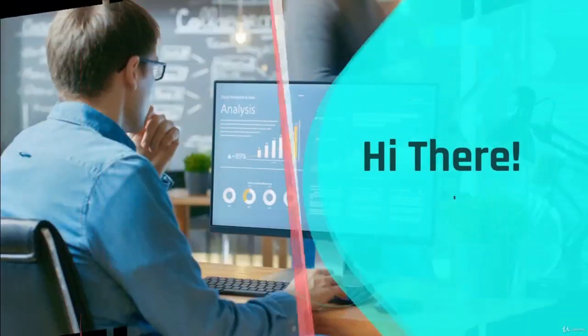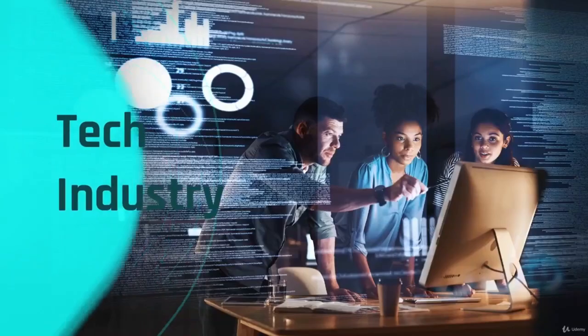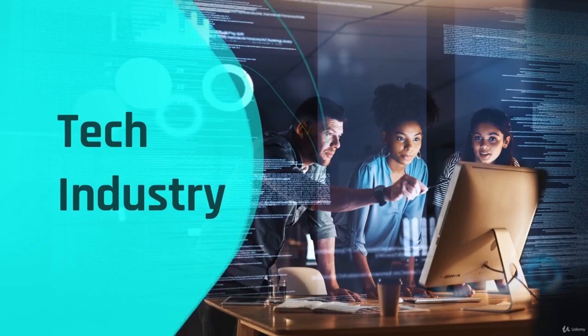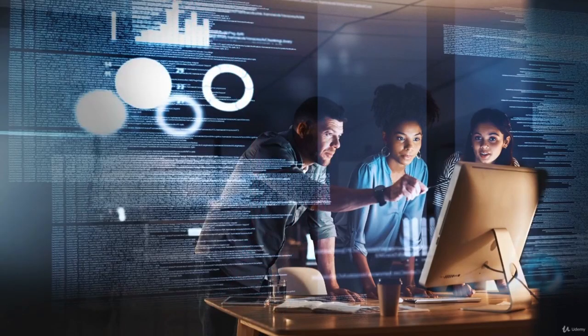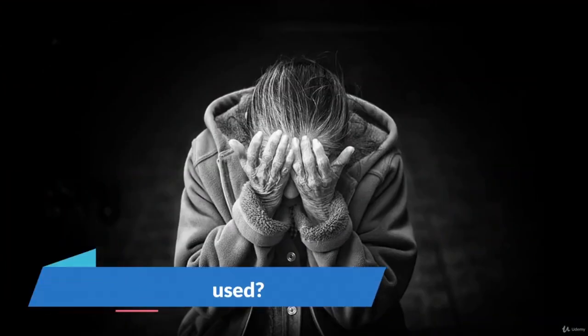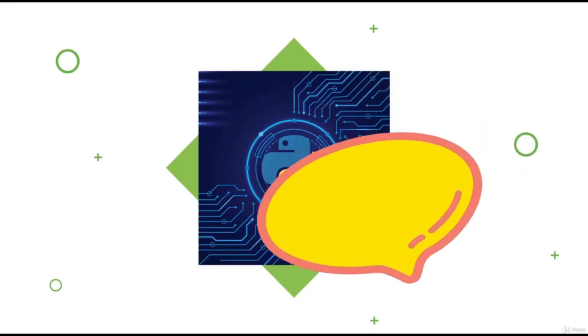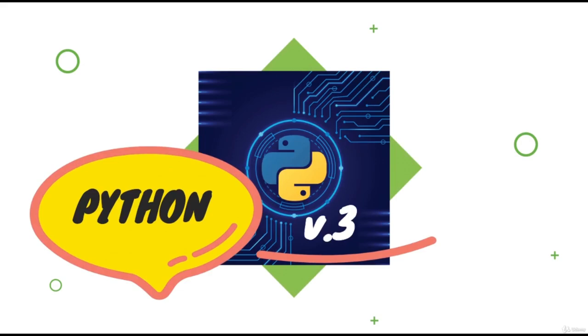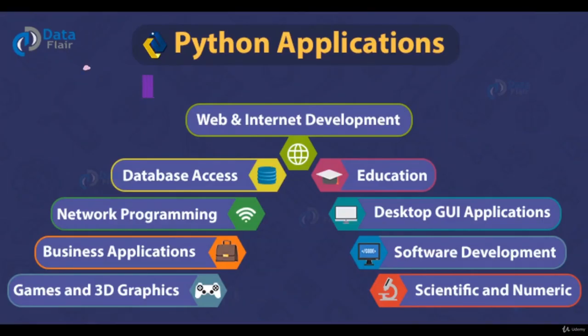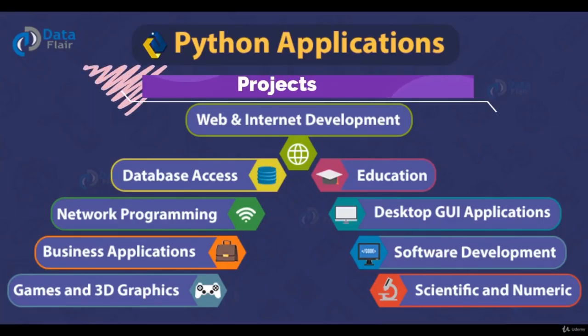Hi there. Do you want to start your career in the tech industry but you are not sure how to start as a software developer? Are you confused about choosing the most robust programming language? Well, here is Python 3, the only language used in every aspect of programming, whether you are talking about web projects or advanced fields like AI and automation. Everything comes in handy with Python 3.